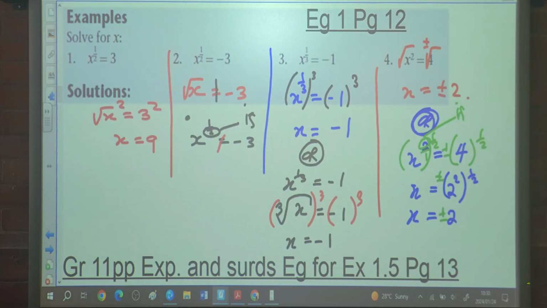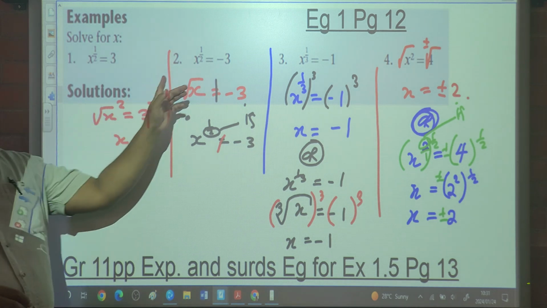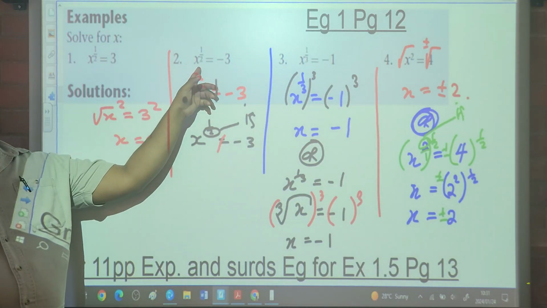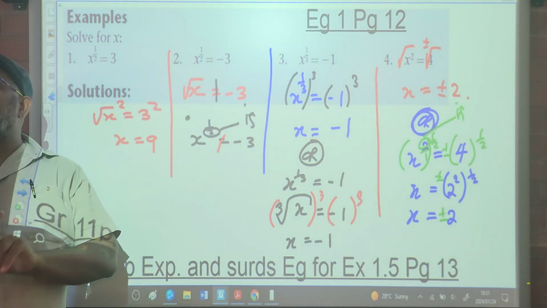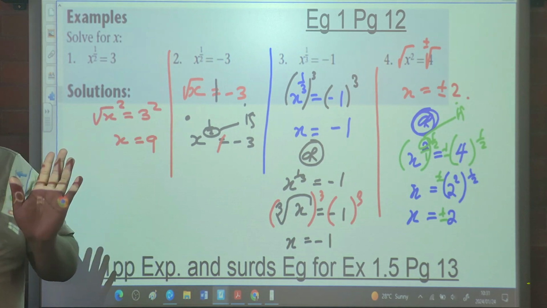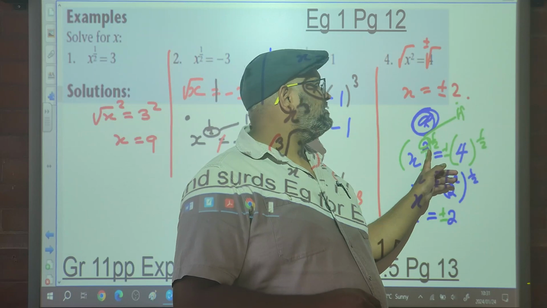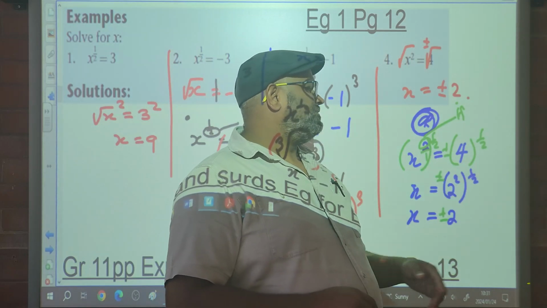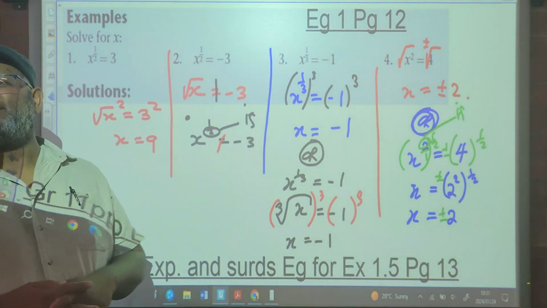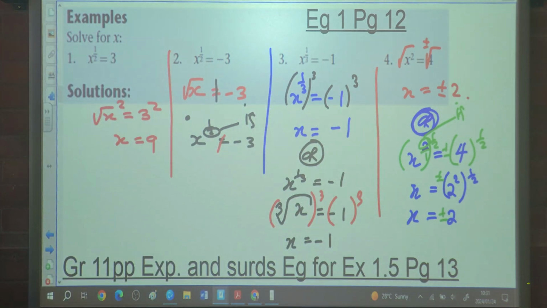You all understand, eh? So what are the two rules? If the denominator is even, the number must be positive. Sorry, did I say denominator or numerator? If the denominator is even, the number must be positive. So if it's negative, what happens? No solution. If the numerator is even, then I must introduce plus minus to the other side. You understand? Alright.